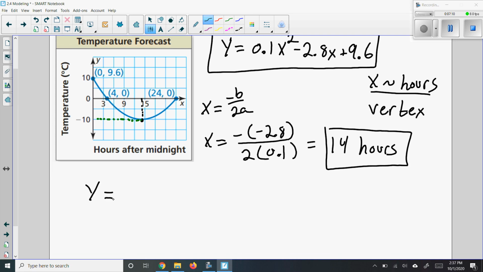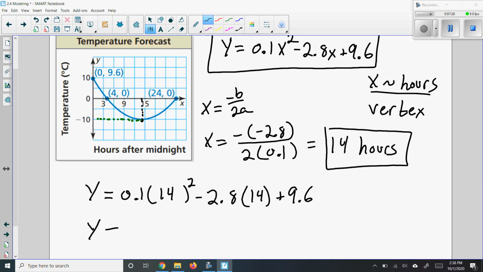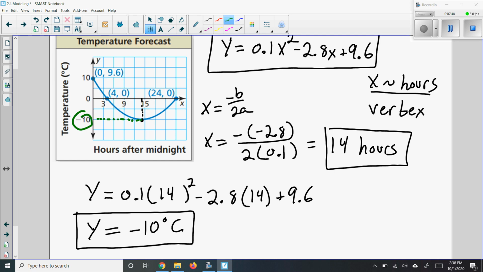So y equals 0.1 times 14 squared minus 2.8 times 14 plus 9.6. When we do this in our calculator, the answer is negative 10. Negative 10 what? Negative 10 degrees Celsius. And that is exactly what we expected it to be, negative 10. Let's look at another one.